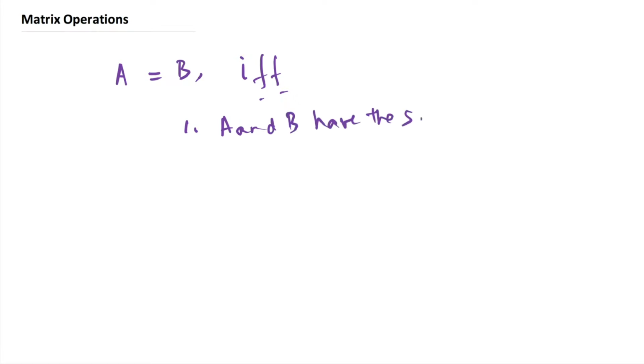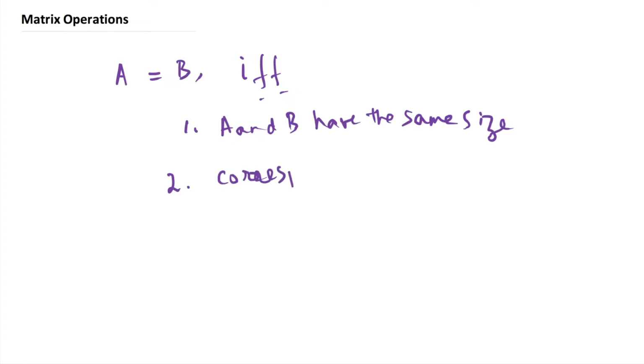So let's talk about equality of matrices. Let's say there is a matrix A and another matrix B, and A is equal to B if and only if, so that's two ifs, condition 1, A and B have the same size. By size, I mean that A and B have the same number of rows and columns. And the second condition is that the corresponding elements are equal.